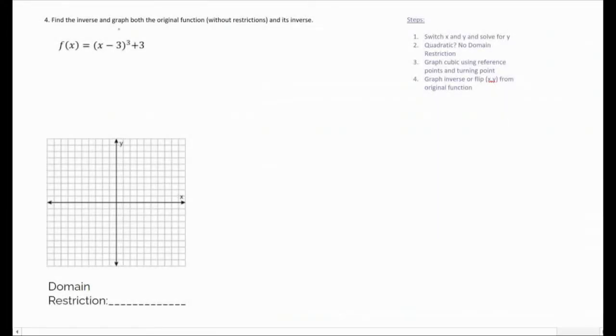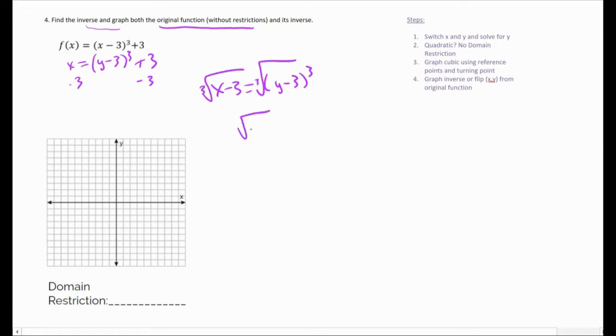We're asked to find the inverse and graph both the original function without restrictions and its inverse. So to start, I'm going to find the inverse by flipping the x and the y values here and solving for y. So subtracting 3 from both sides. Then I'm going to take the cube root to get rid of this here, which gives me the cube root of x minus 3 equals y minus 3.